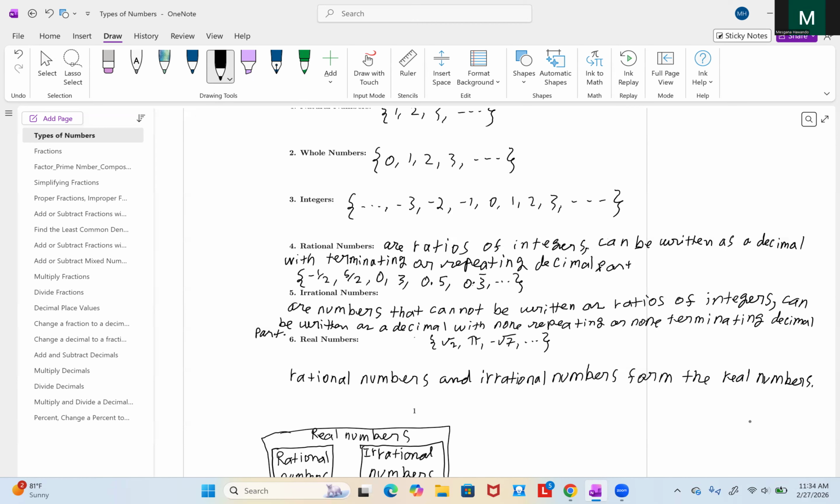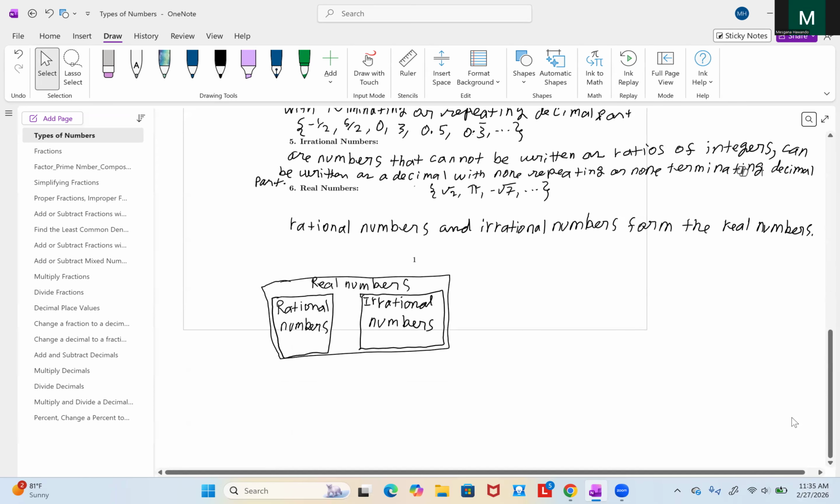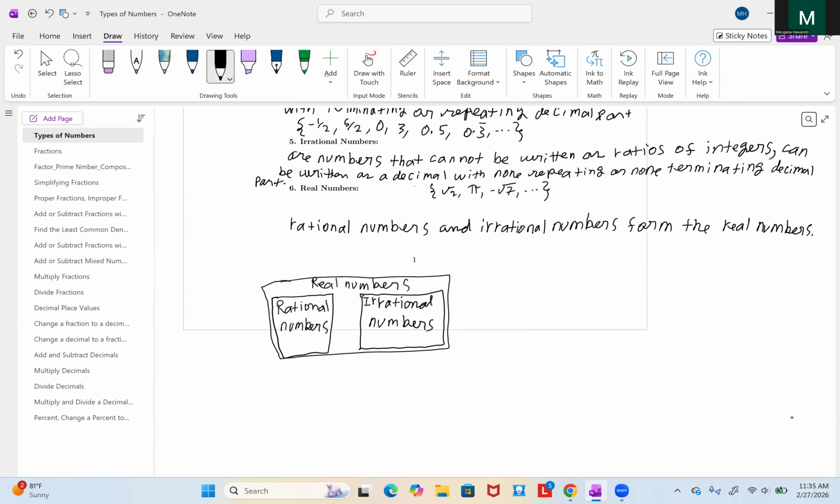Real numbers are rational numbers and irrational numbers together. They form the real numbers. So I have a chart here. This chart shows us the real numbers, the rational numbers, and the irrational numbers; together they are called real numbers.